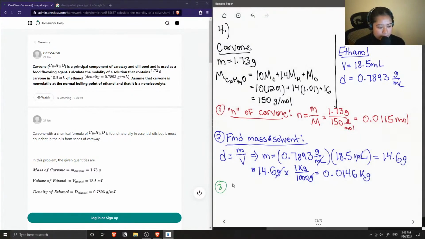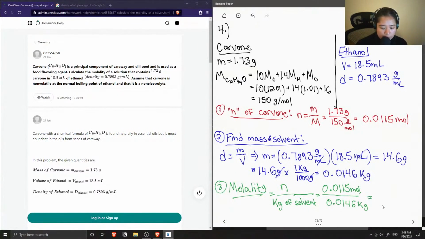And now we have everything we need to find the molality of this solution. So again, molality is just equal to the number of moles divided by the kilograms of solvent. And we have both of these. Number of moles was 0.0115 for our solute, which was carvone. And the mass of the solvent is 0.0146 kilograms. So now our molality is 0.788 moles per kilogram.